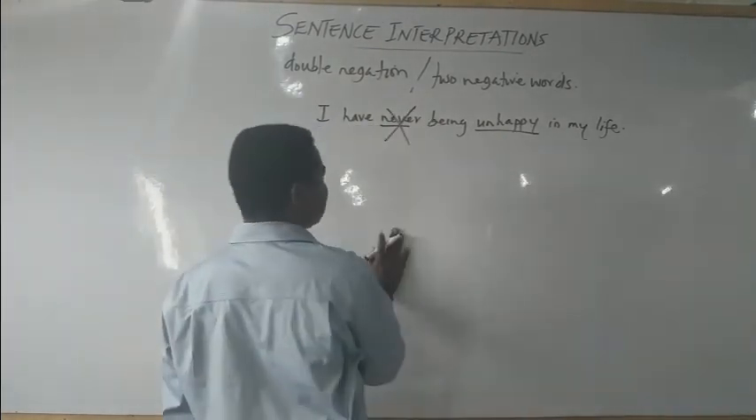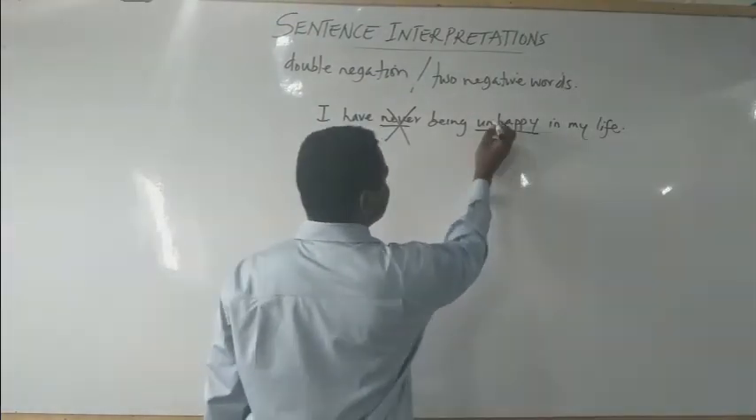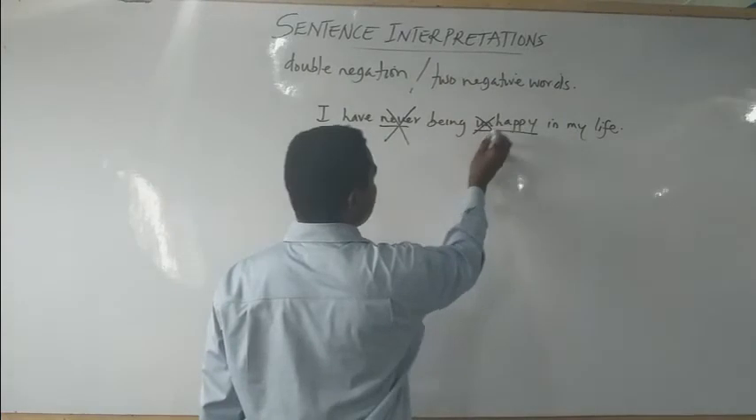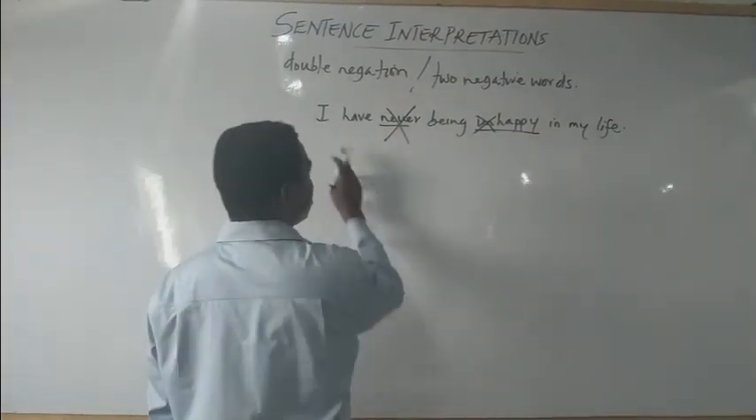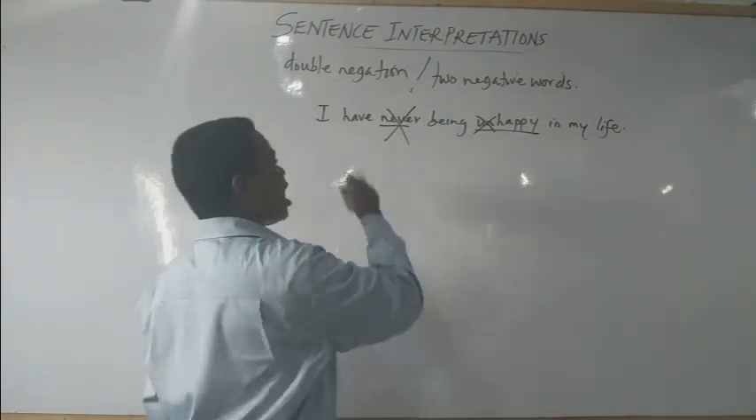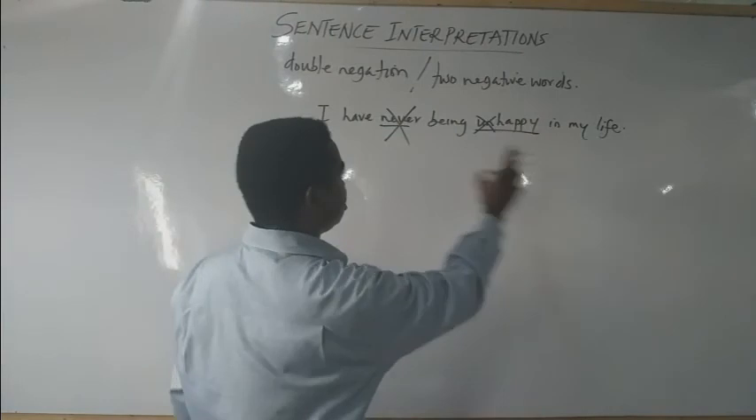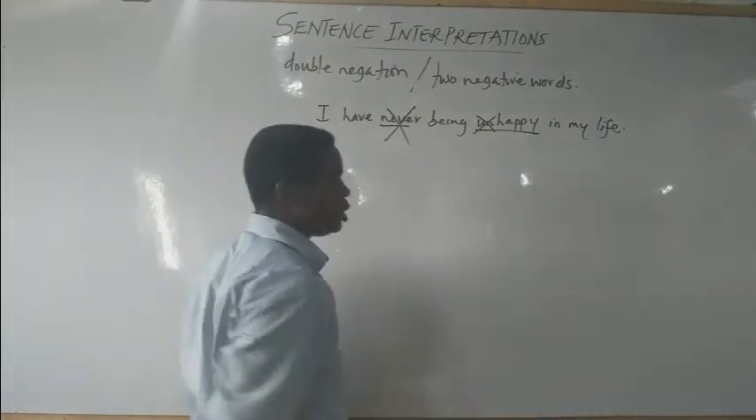How? Never will go in that instance. Also, this one is a negative adjective. That negation there will go. That's UN. So what is left is what? I have been happy. So if I have never been unhappy in my life, the meaning is, I have been happy.